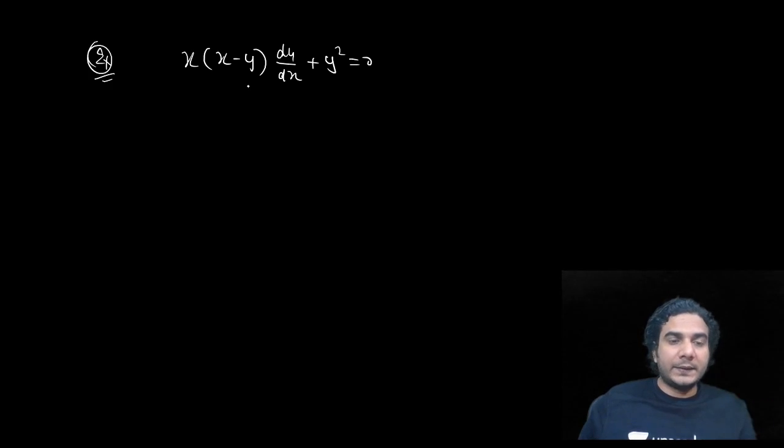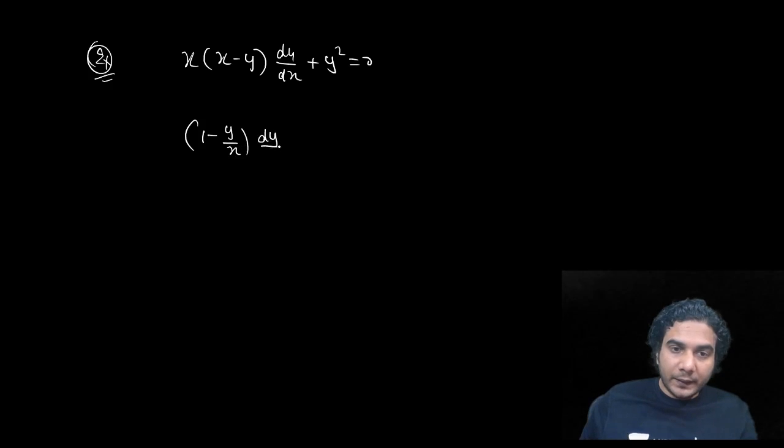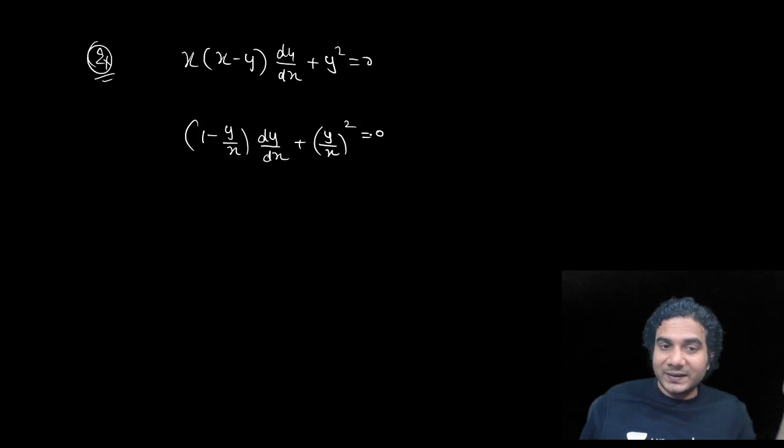So you can divide by x square, and it is going to be 1 minus y upon x, and dy by dx as it is, and this is going to be y upon x. As I told you, if it's a homogeneous equation, you can always express this as a function of x and y. So whatever is the degree, just find out the degree and divide the whole equation by x raised to power n, and you'll get this equation as a function of y upon x.